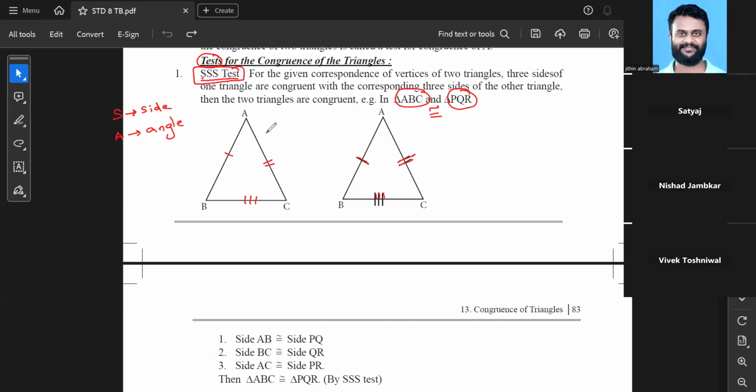3S means 3 sides. So in this test, in order to prove triangles congruent, you have to check only the 3 sides, only 3 conditions. You don't have to check the angles. If you find that all 3 pairs of sides are equal to one another, then you can directly say that the triangles are congruent. So far, so clear?